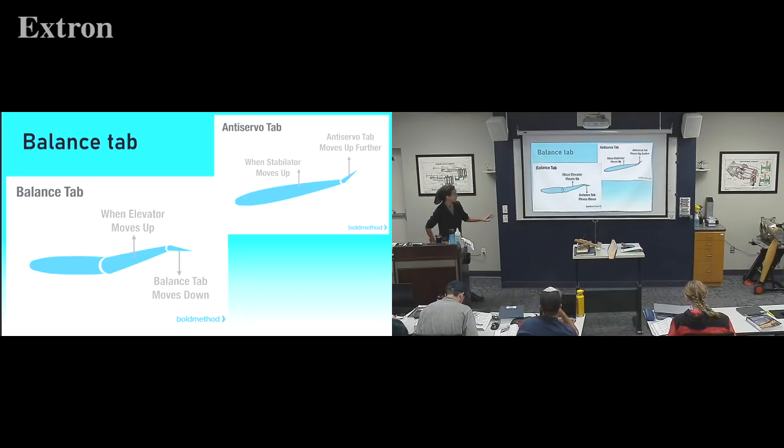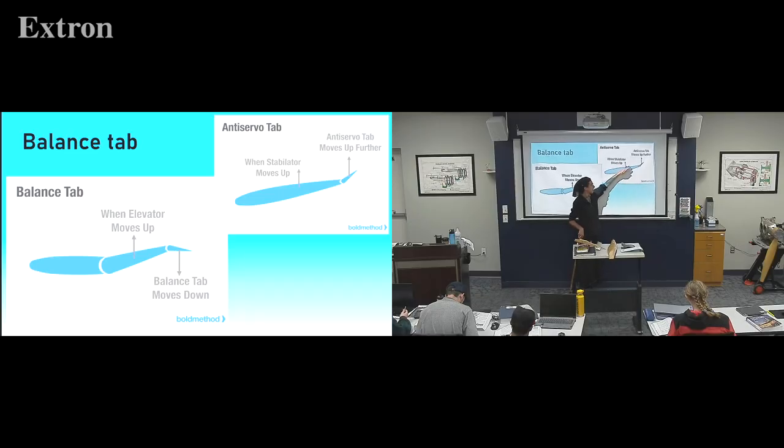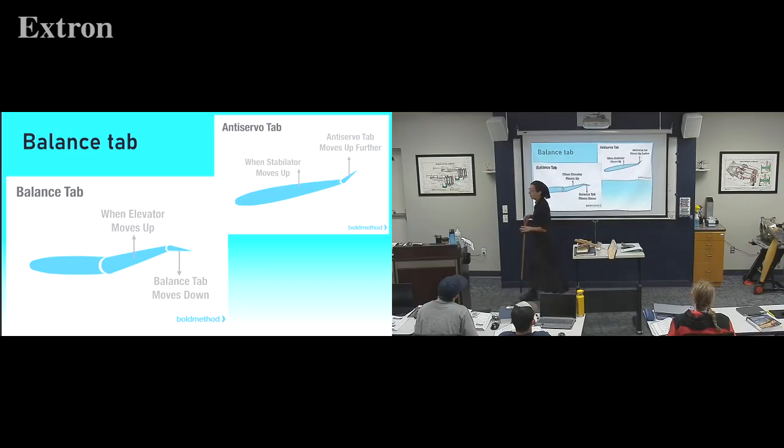So here's the anti-servo tab. The anti-servo tab is going to be on a stabilator. This whole surface is moving, and it moves with it. It moves automatically. So there's no adjusting a trim wheel, it just moves automatically with that control.